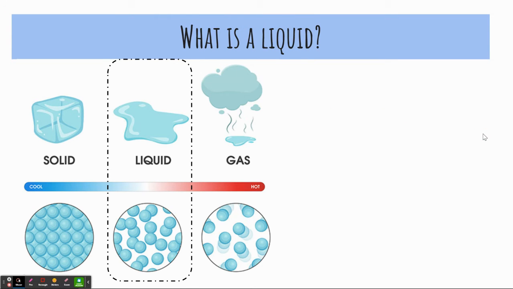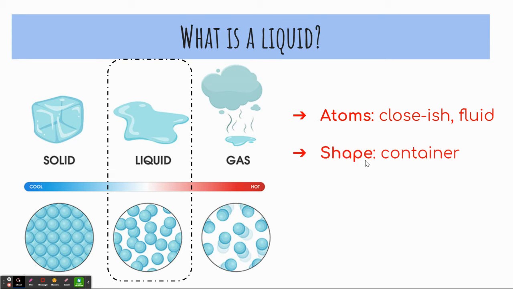All right, so now what is a liquid? We've added heat to it, and the solid has turned into a liquid. So those atoms are close-ish, but they're more fluid. They can move more freely. They're not rigid like they are with the solid. They take the shape of their container, right? So if you take a glass of water, that water is taking the shape of the container. If you pour it into a bowl, it's going to take the shape of that bowl now.